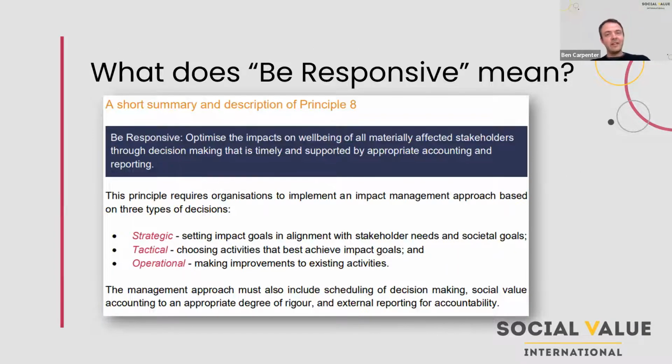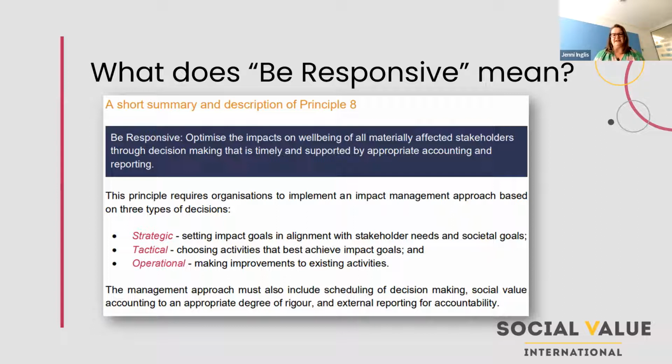Enough from me. I want to hand over to Jenni and say, well, what does be responsive actually mean? So over to you, Jenni. Great. Well, I'm going to start by talking about the purpose of the standards, which, as Ben's already described, we've used this development of the 8th principle and the standard around how to apply the 8th principle as a way to refresh as well. Also, what's the point of the principles and what are we trying to achieve?